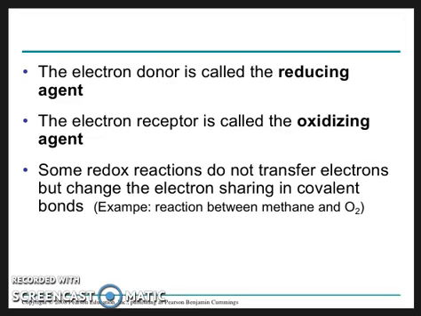Now there's a caveat to all of this, and that's some redox reactions don't actually even transfer electrons. What they do is they rearrange the covalent bonds. So like with methane and oxygen, nobody gains or loses an electron, they just rearrange the covalent bonding. We're not going to do any of those. I'm not going to make you responsible. I just need you to understand that that exists, that this isn't purely a cation-anion situation, that it can happen within covalent bonds, and that it has got to do with how we rearrange those covalent bonds between the atoms.